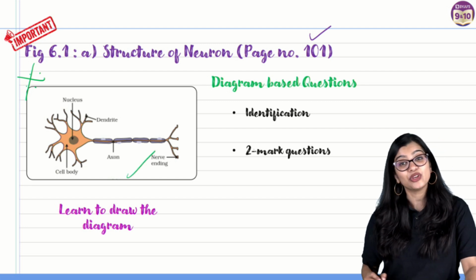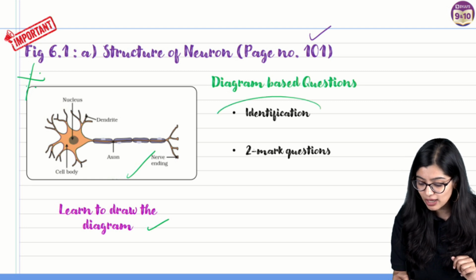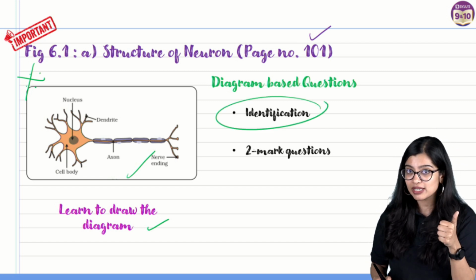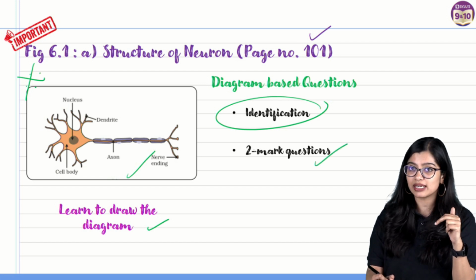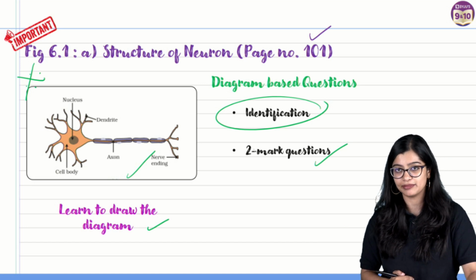So this diagram you have to learn, right? You have to learn how to draw the diagram, and you will have to learn to identify it in case a diagram based question comes. MCQ based questions can come, 2 mark questions can come, in some cases 3 marks, but again very rare that 3 mark questions will come, right?